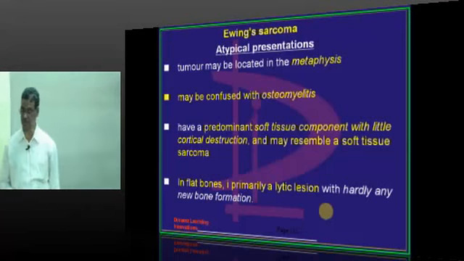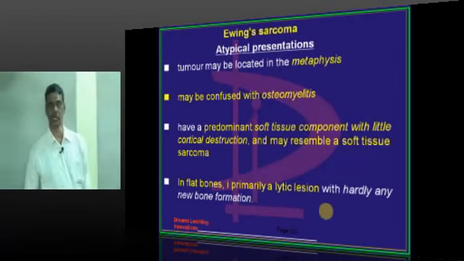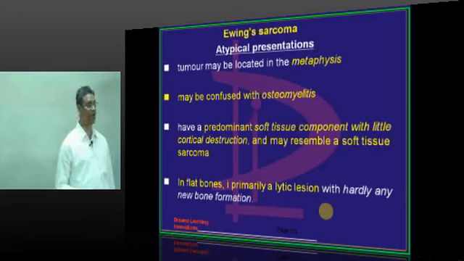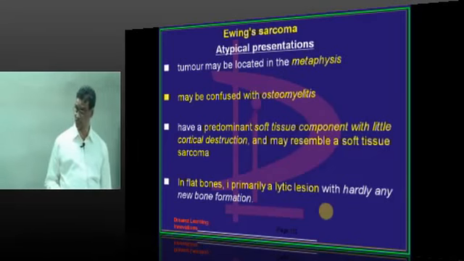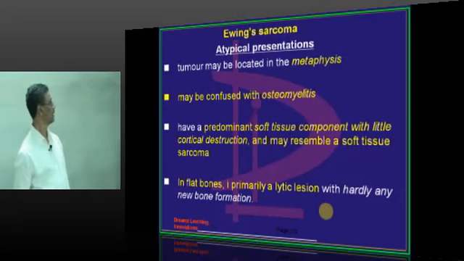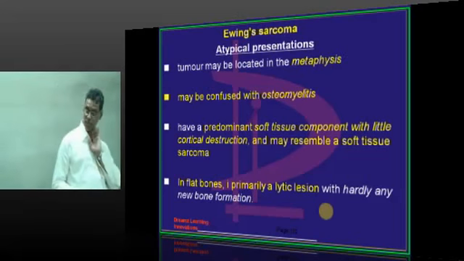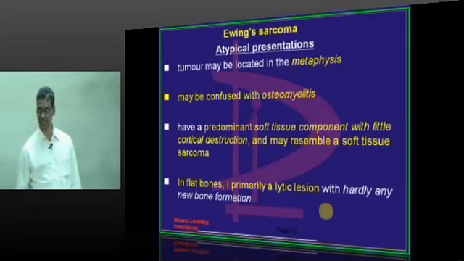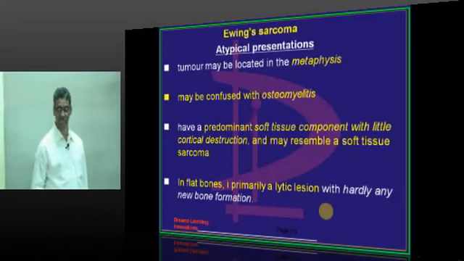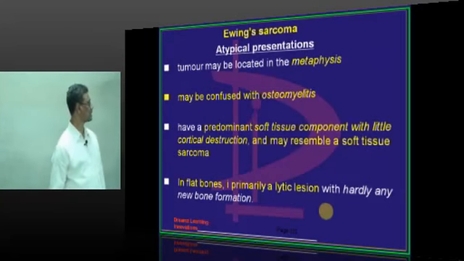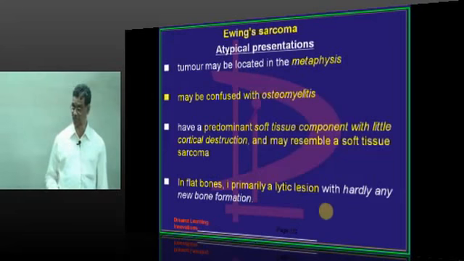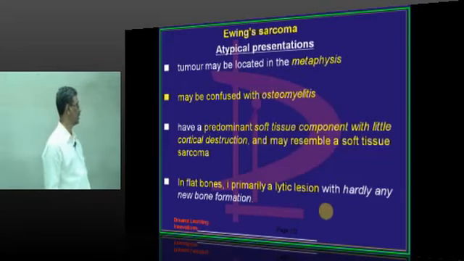Atypical presentation. What are the peculiar characters of Ewing sarcoma? It may be confused with osteomyelitis. The tumor may be located in the metaphysis, though it is usually diaphysis. It may have a predominant soft tissue component with little cortical destruction, so it mimics a soft tissue sarcoma also. In flat bones, it is primarily a lytic lesion, with hardly any new bone formation.